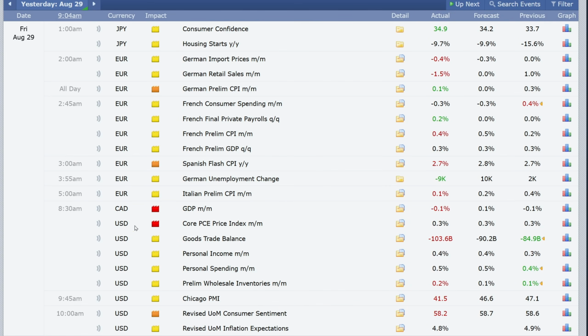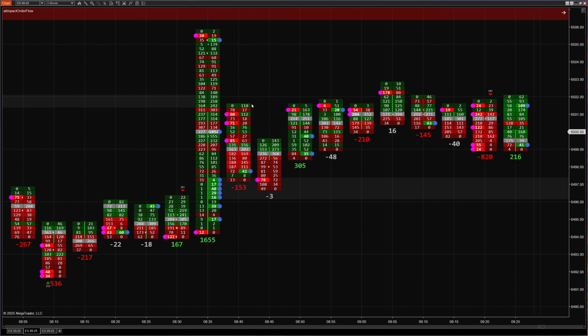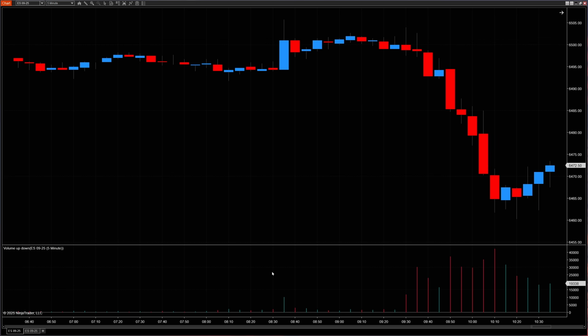Now on Friday at 8:30 a.m., we had the core PCE price index, which was responsible for that large candle right there. Well, what if I told you by using order flow footprint charts, we can see exact volume at particular price? For instance, all the numbers on the right-hand column are orders that were fired off or executed on the ask price. All the orders on the left-hand side would be orders that were fired off on the bid. And then when we look down here at the bottom, we can see the total aggression between the buyers and the sellers. In this case, there were 1,655 more aggressive buyers within this 5-minute bar, which is a lot different than when you look at volume on a 5-minute chart.